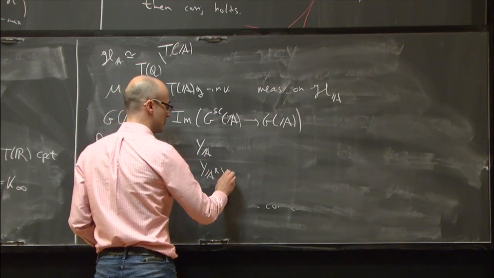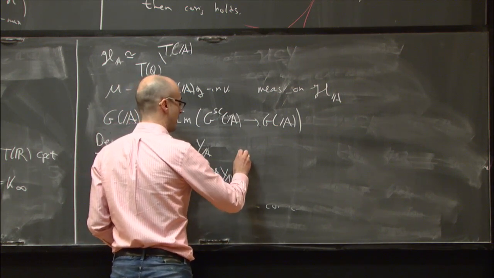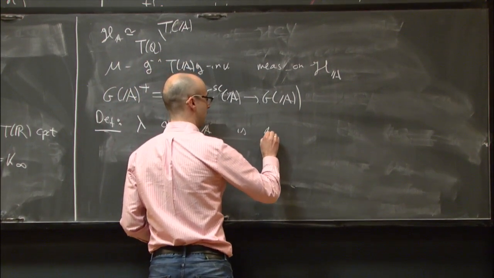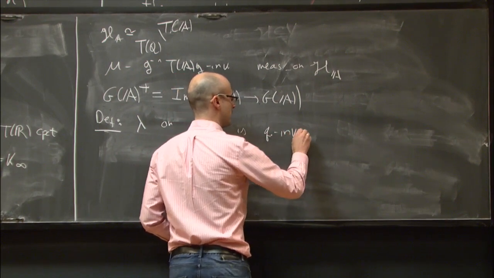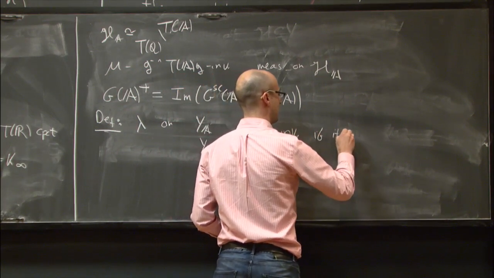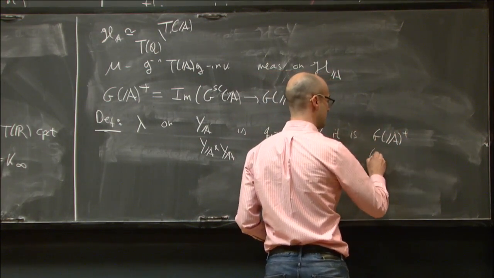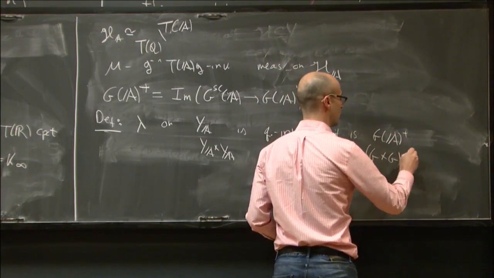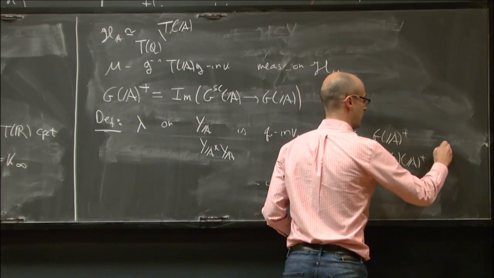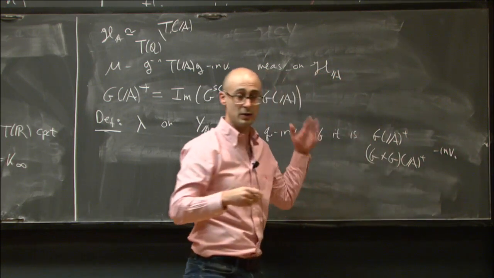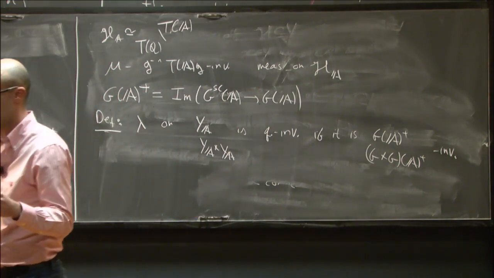we'll discuss is YL times YA, is quasi-invariant if it is, in the first case it's just GA plus invariant, and the second is the product of these two groups invariant. So if it were invariant under the whole group, it would be necessarily the unique Haar measure.